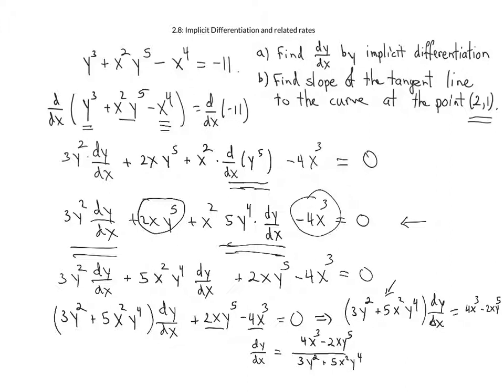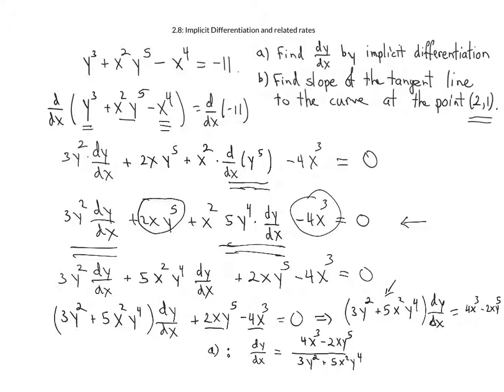It's important to remember that the expression we get for the derivative, dy by dx, contains both x and y, and you have to always remember that, okay, y is really going to always be a function of x. And this is the answer to part A. We have found dy by dx using implicit differentiation.